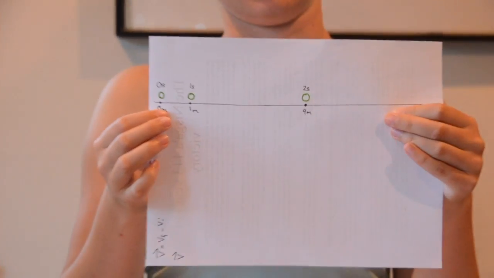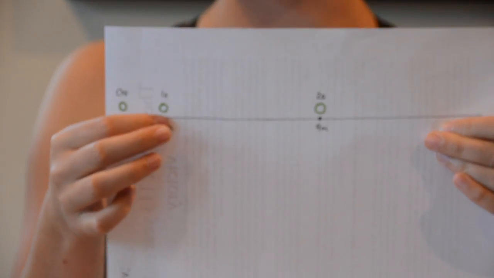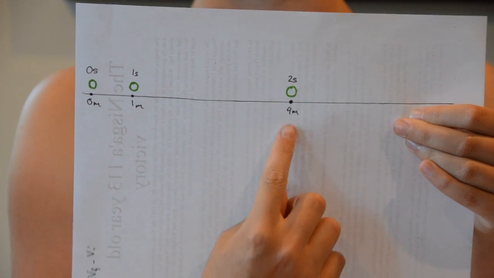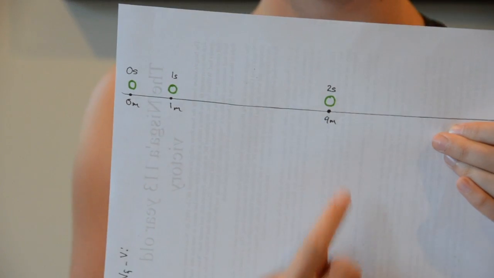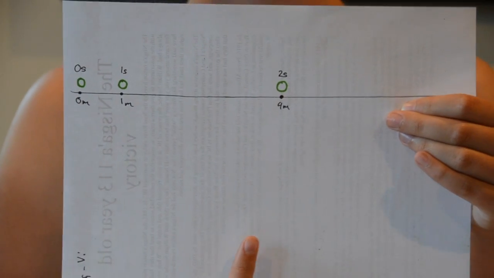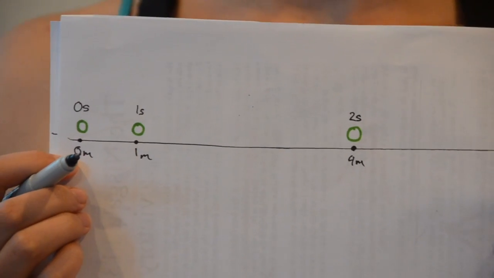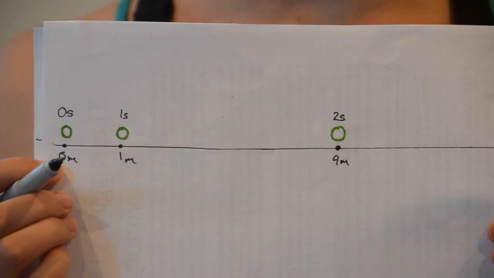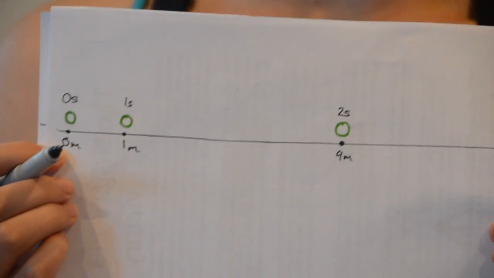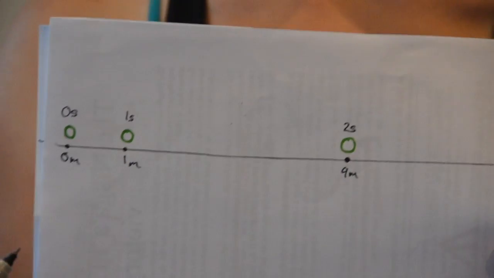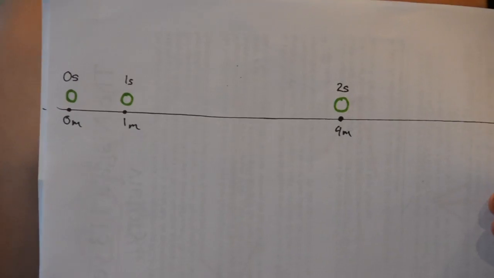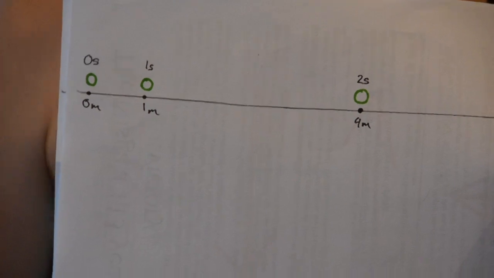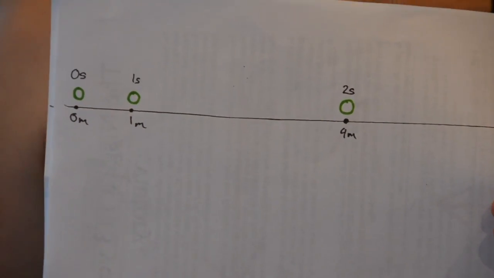At 0 meters, it is 0 seconds. At 1 meter, it is 1 second. And then at 2 seconds, it is 3 meters, or 4 meters. So I'm going to show you the change in velocity. To calculate change in velocity, change in velocity equals final velocity minus initial velocity. But since we have 2 seconds for 4 meters, and we don't know what meters per second it is, we will just have to calculate that before we can continue.